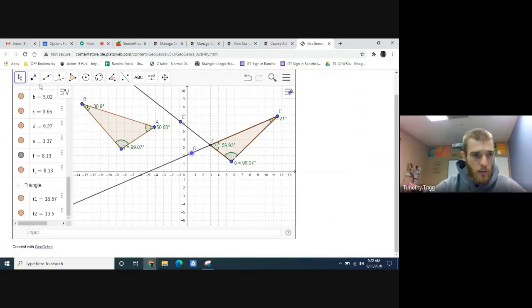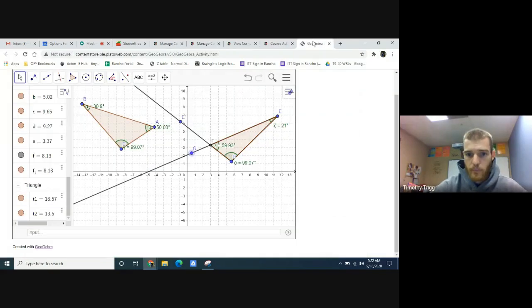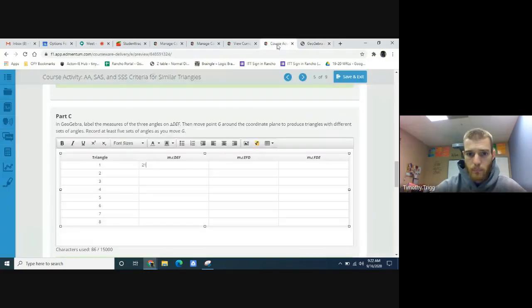DEF is this angle here. So in my case, that's 21 degrees. I'm going to go ahead and put 21 here. And look at the middle letter when you're figuring out which one. In this case, it's at the E. Here, the middle letter F. It's going to be right here. So that's 59.93.